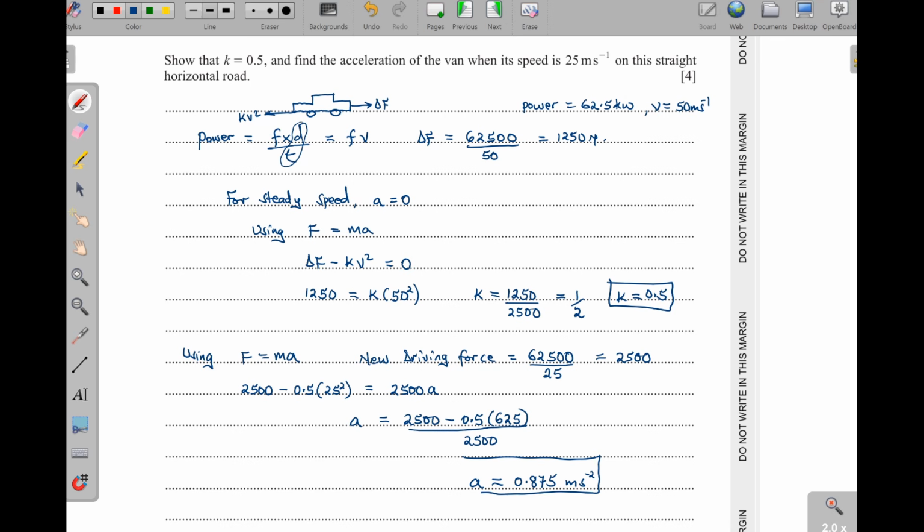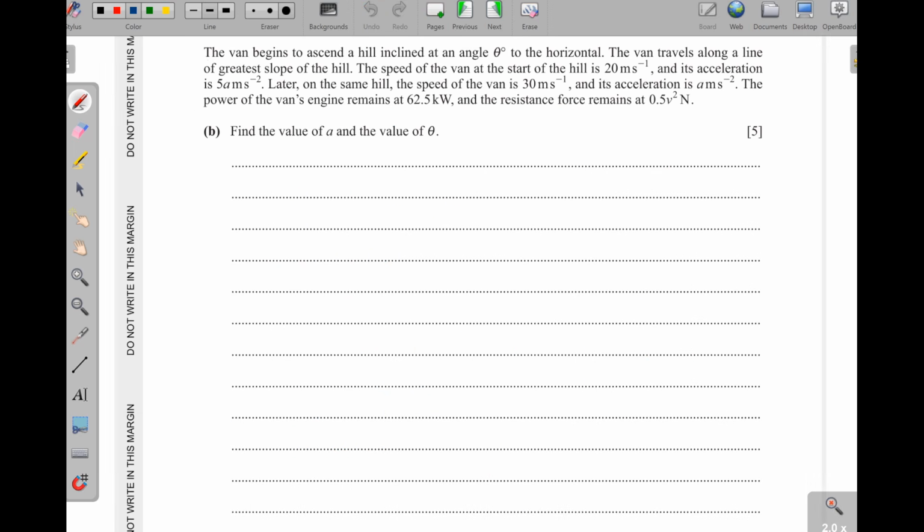As simple as that. Then next, they are saying the van begins to ascend a hill inclined at an angle of theta to the horizontal. The van travels along a line of greatest slope of the hill, and the speed of the van at the start of the hill is 20 meters per second. Its acceleration is 5a meters per second squared.